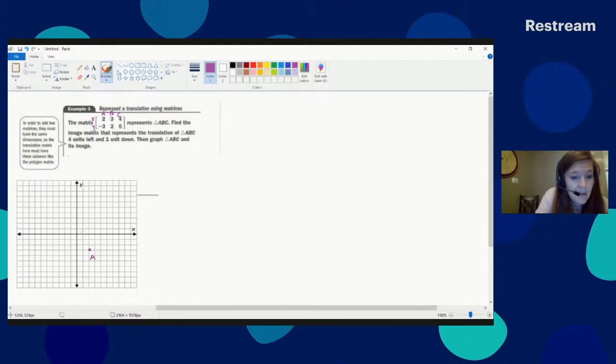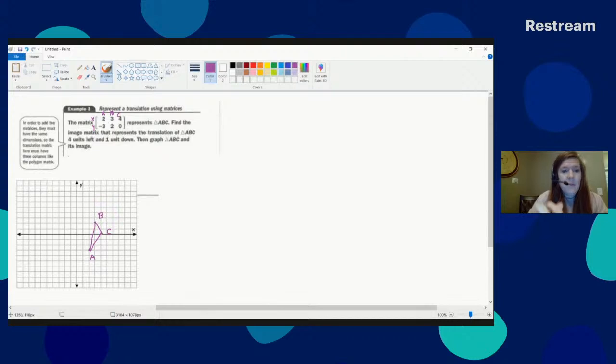B is at 3, 2. And C is at 4, 0. So here is my original triangle ABC, and I know that that's my triangle because they're telling me this matrix represents that. So when you have a matrix, first row is always X, second row is Y, then you order the letters and whatever they tell you, triangle ABC.